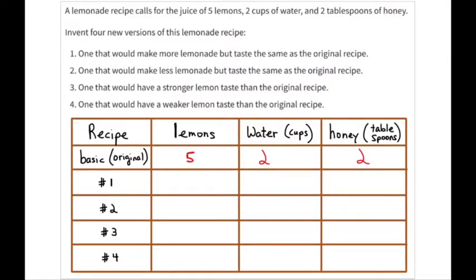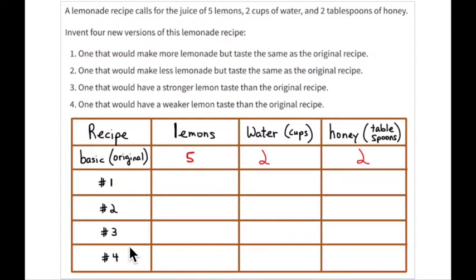So they give you a recipe. The basic recipe is 5 lemons, 2 cups of water, and 2 tablespoons of honey. Now I constructed the table. They don't actually go in that direction in the notes for the teacher, but the whole idea of this lesson is to construct tables. So I would suggest constructing a table.